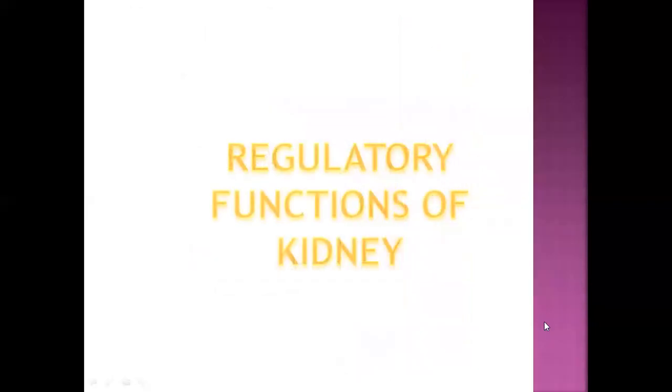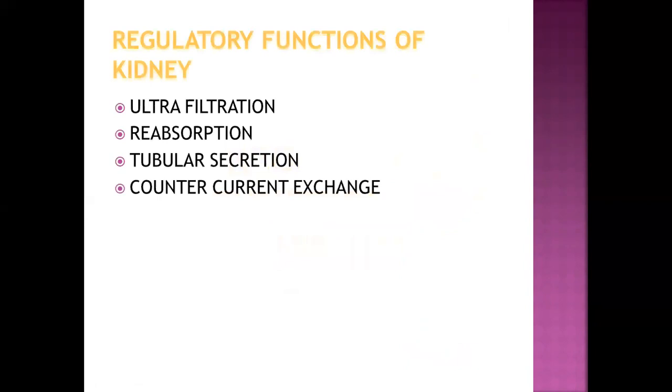Okay, after that, what is the function of the nephron? How is urine formed, or we can say, what are the regulatory functions of the kidney? Here, the regulatory functions of the kidney comprise four sections: ultrafiltration, reabsorption, tubular secretion, and countercurrent exchange.